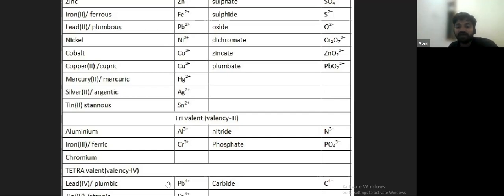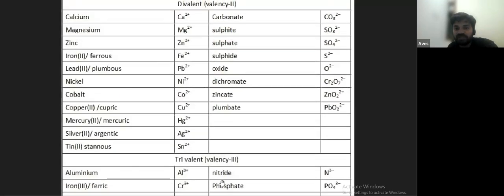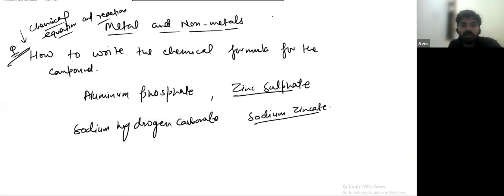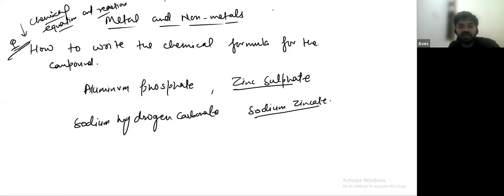So let's discuss, dear students, how we can write the formula for a compound. For example, look at this. This is aluminium. It is going to have +3 valency, and oxide is going to have -2 valency. So how will we write the formula of aluminium oxide?